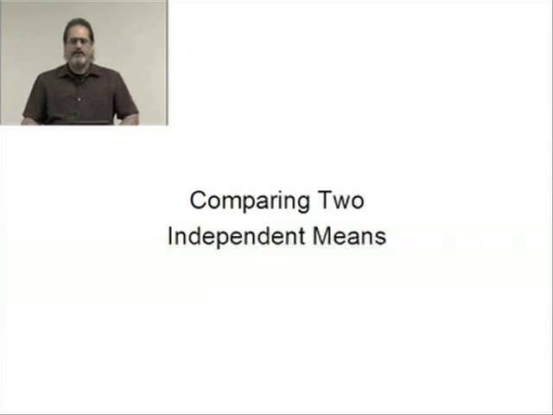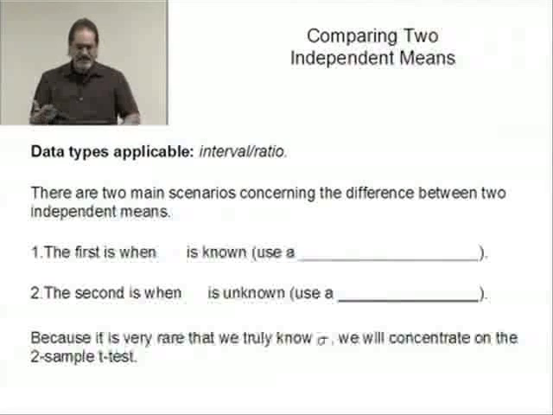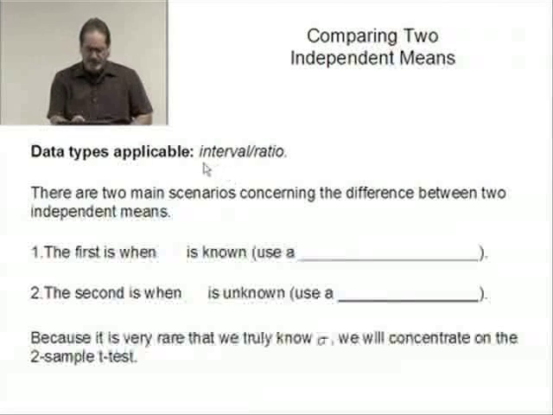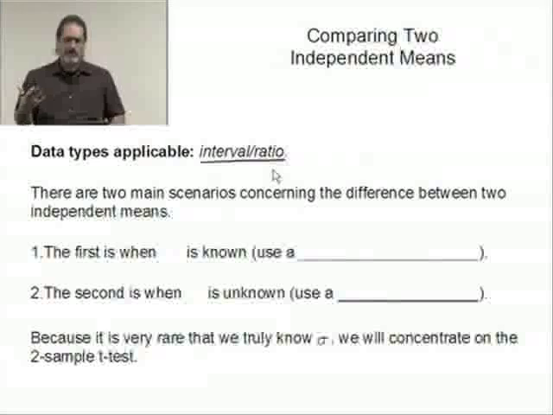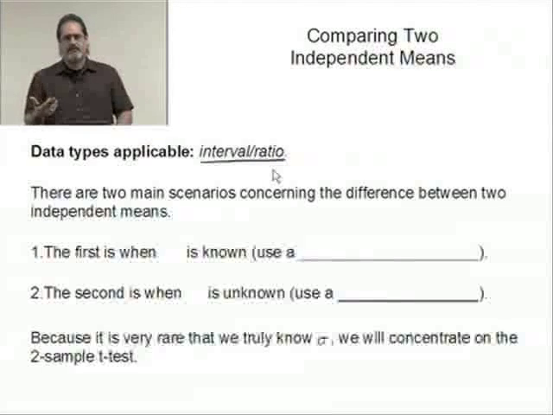Now that we've looked at the variances, let's go ahead and continue on and look at the means. Okay, the data types applicable, once again, are both interval and ratio. Whenever we talk about a mean, you know we're talking interval or ratio. It just does not make any sense to calculate a mean for nominal or ordinal data.